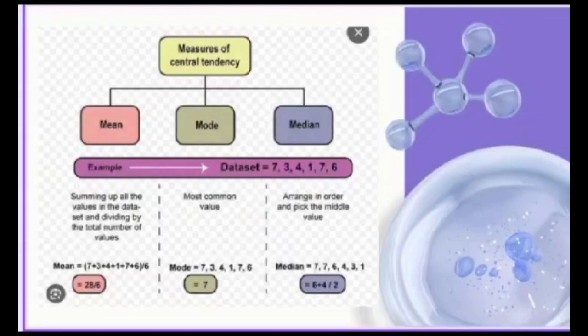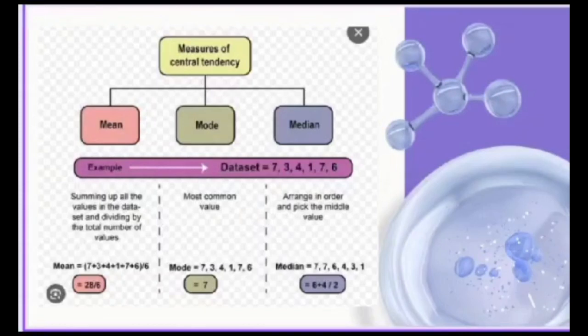Second, we're going to find the median. As you can see in the example, you arrange the data set in order and pick the middle value. At the bottom part on the left side, it's arranged in order from largest to smallest: 7, 7, 6, 4, 3, and 1. There is no single central value, so we choose both the 6 and 4 as the median values. We add the 6 plus 4, and then divide by 2.